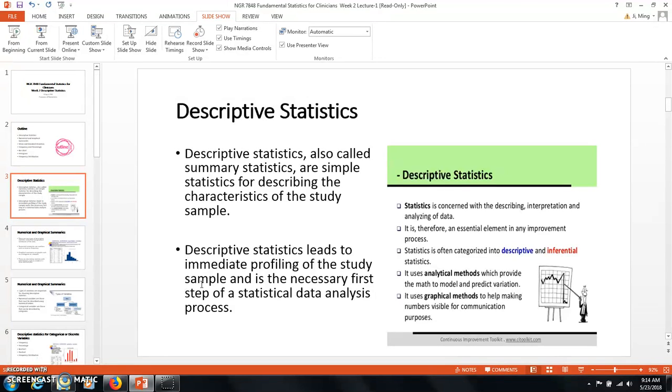statistical data analysis process. A statistical data analysis process usually consists of univariate, bivariate, and multivariate statistics. And descriptive statistics usually is the first step. Descriptive statistics also give us some idea about to what population we can generalize our findings. It must be a population similar to the characteristics of our study sample.